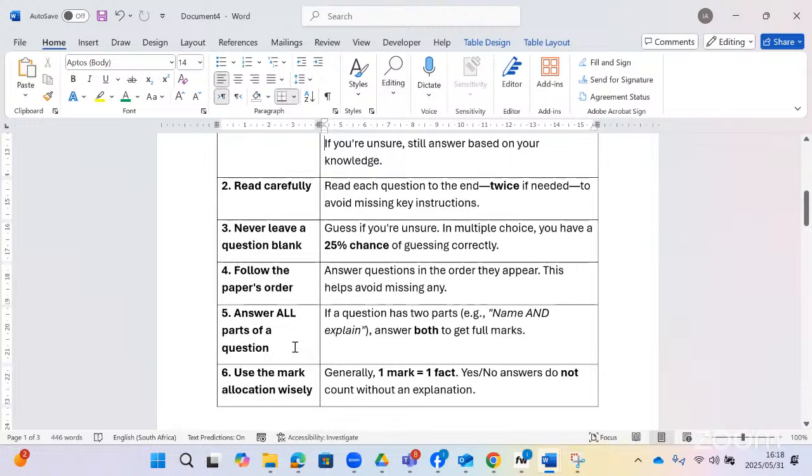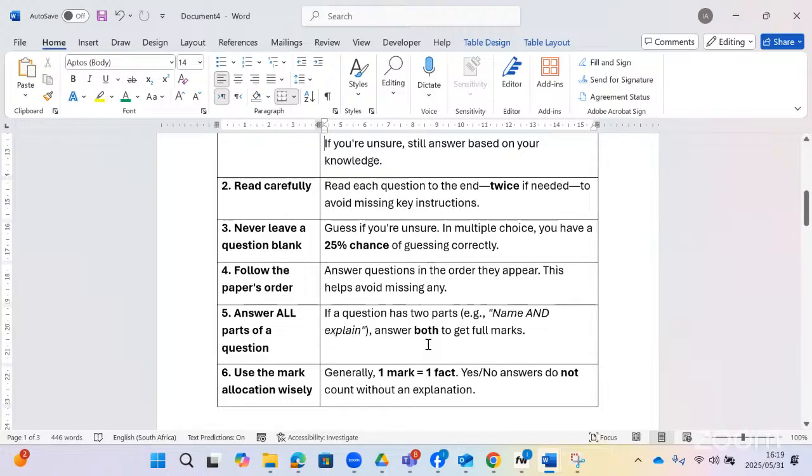Answer all parts of a question. If a question has 2 parts, that's name and explain, you must first stick to the name, and then after that, you stick to the explain. Don't just name and then you leave the explanation part. Otherwise, you won't get the full mark.